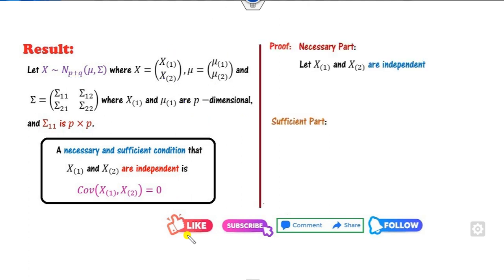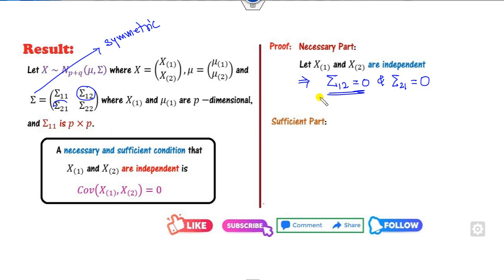Firstly, assume that they are independent. What does it mean? That means the covariance between them, here sigma 1 2, is 0, and sigma 2 1 is 0, because this sigma is always a symmetric matrix. So it is enough to write only this. So what does it mean? What is this meaning?